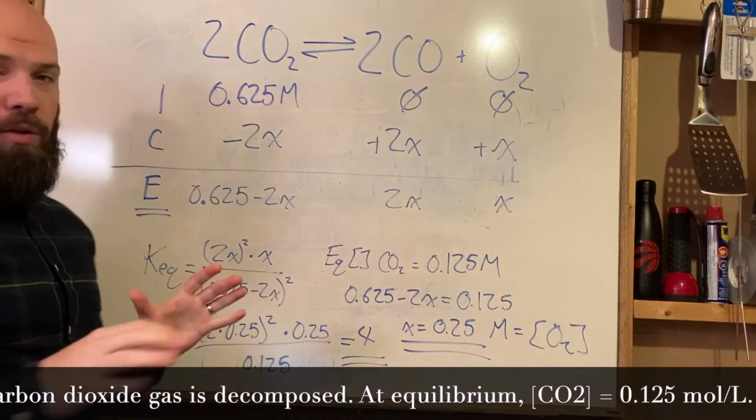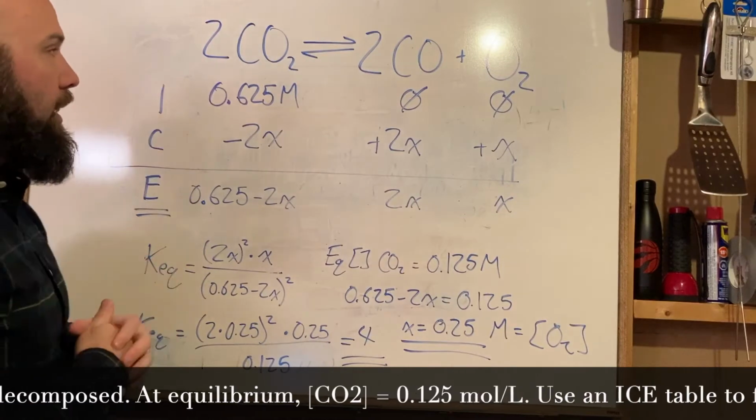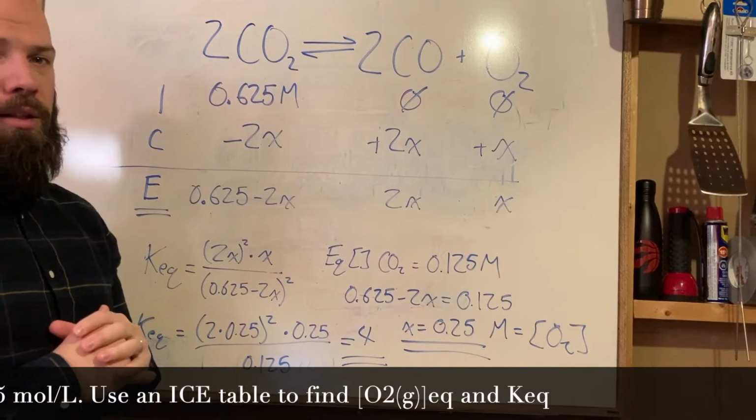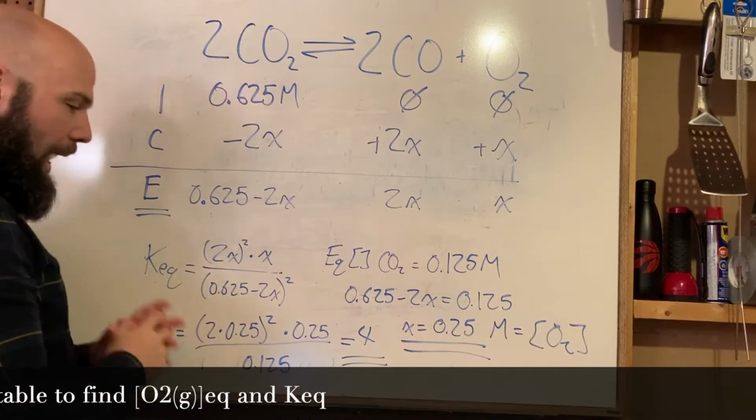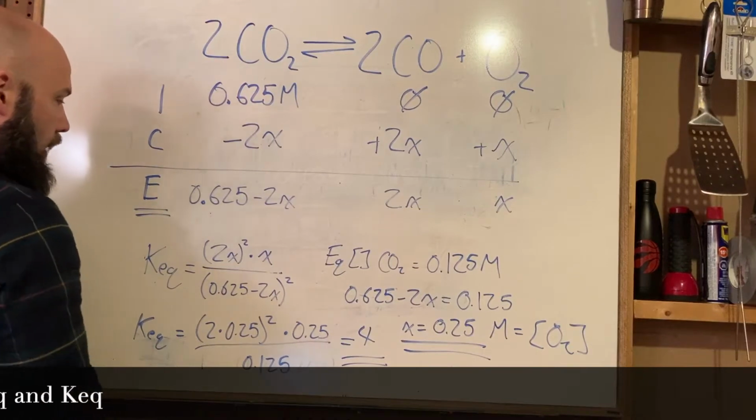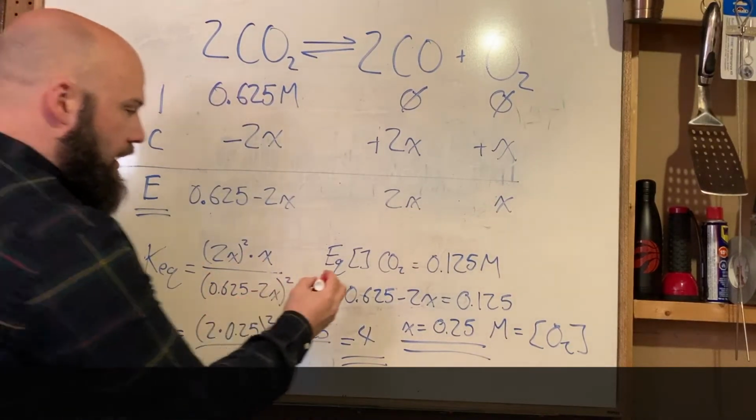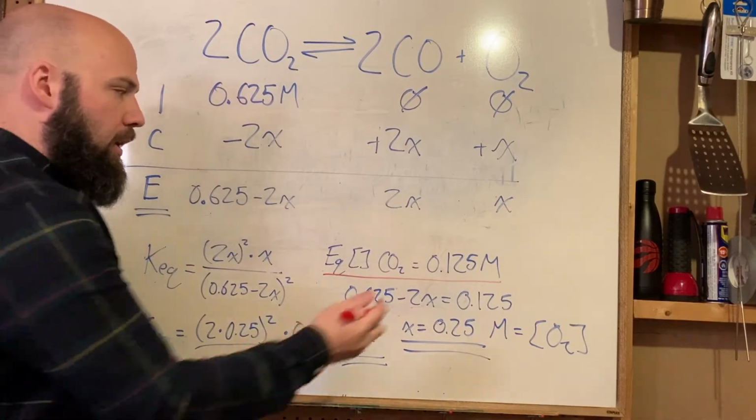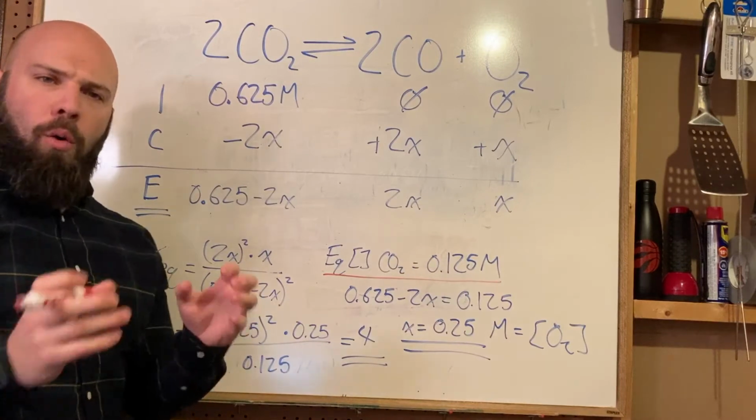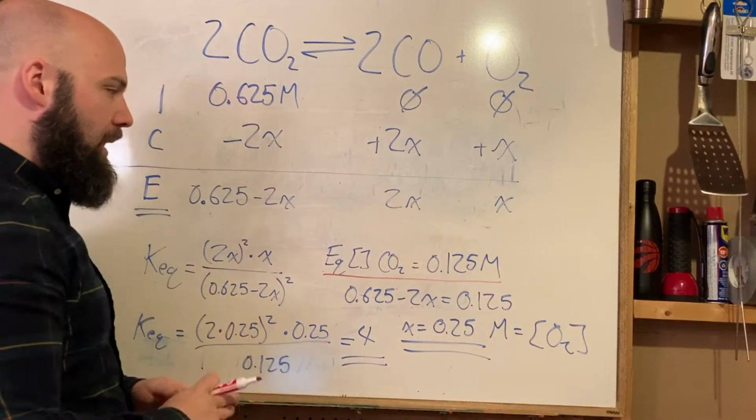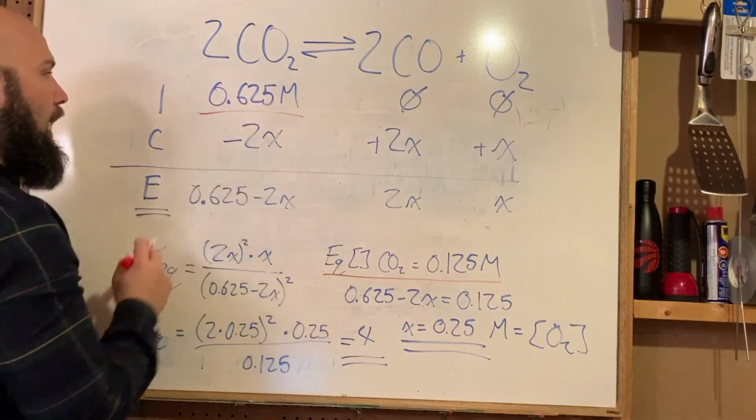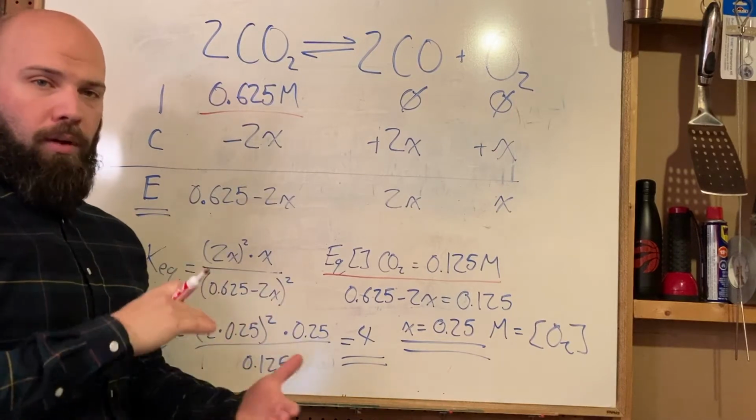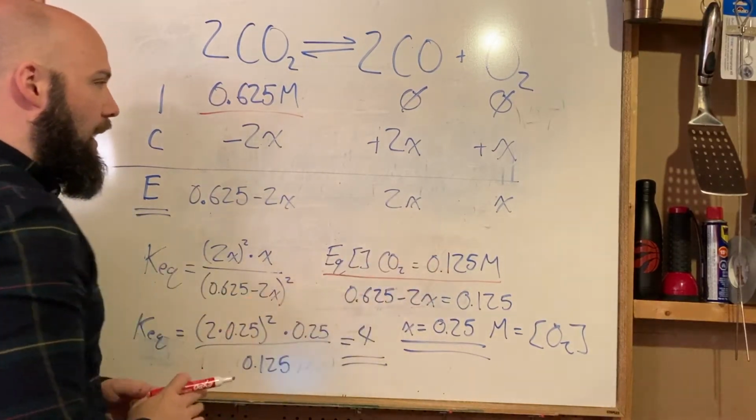So here what we did, this is our first look at an ice chart, and we were given the initial value of carbon dioxide that was in the solution, and we were told that at equilibrium, the value of carbon dioxide was 0.125. Now, often in some of these questions, we're not going to be told the equilibrium concentration. We're going to be solving for what that may be. But in this first example, we're given both this value. We were given it in moles and volume and calculated the concentration, and this value.